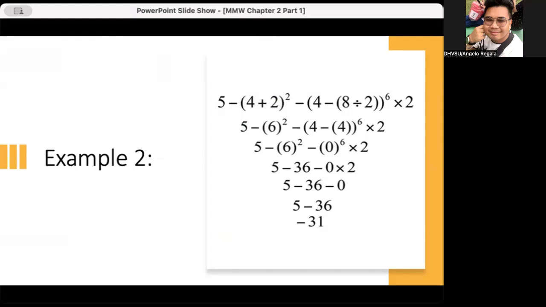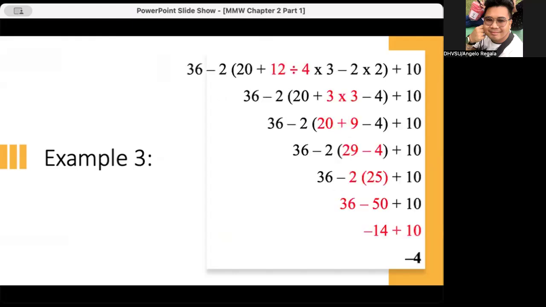Okay. So we move forward to addition and subtraction. So that's 5 minus 36, minus 0. We will get 5 minus 36. That is negative 31.